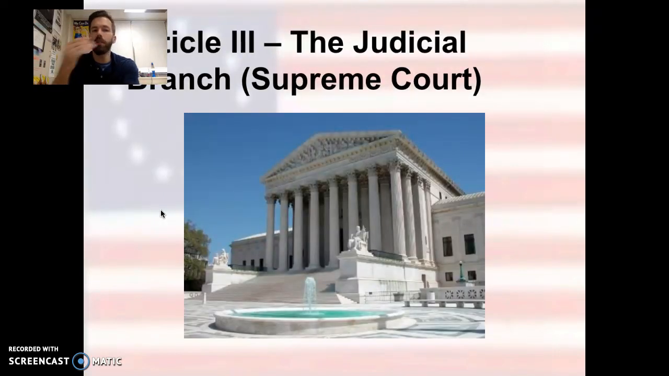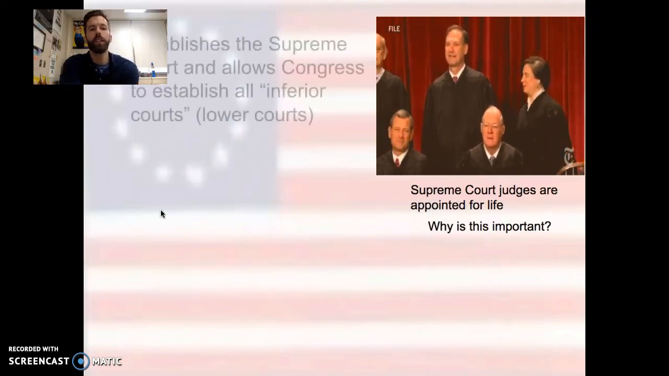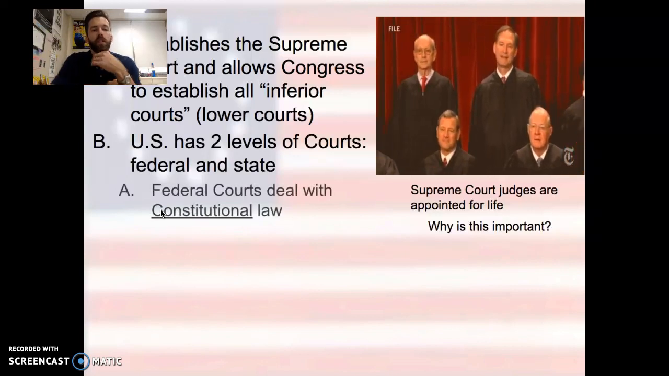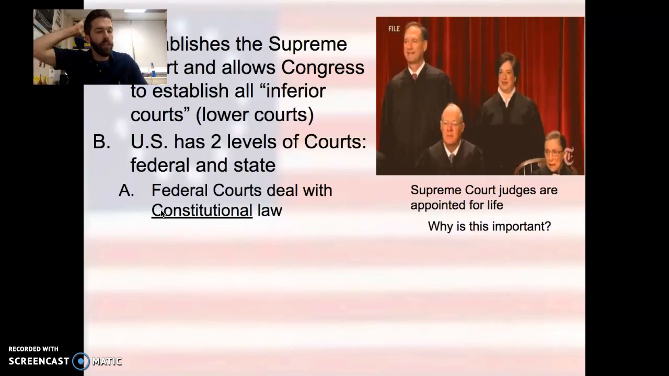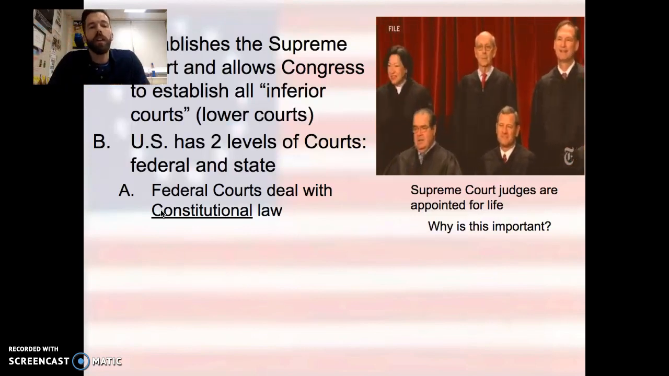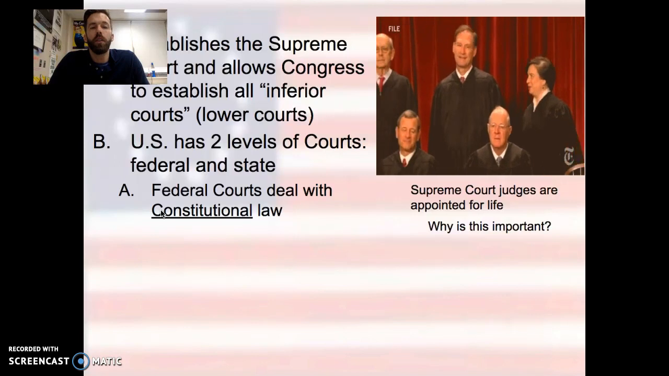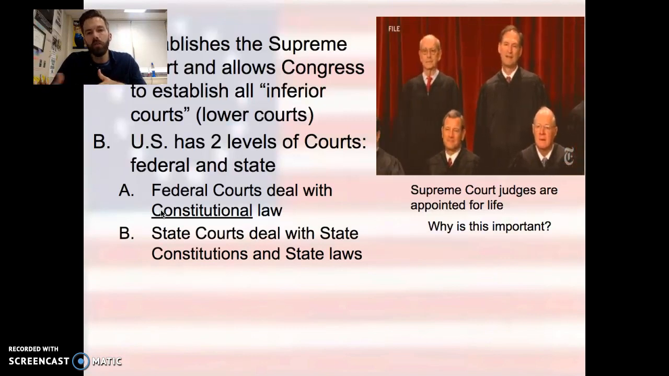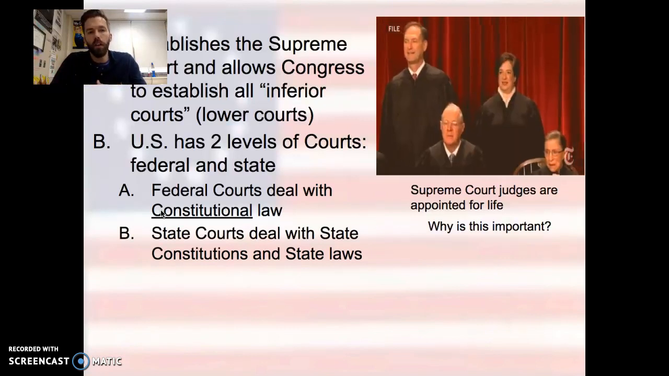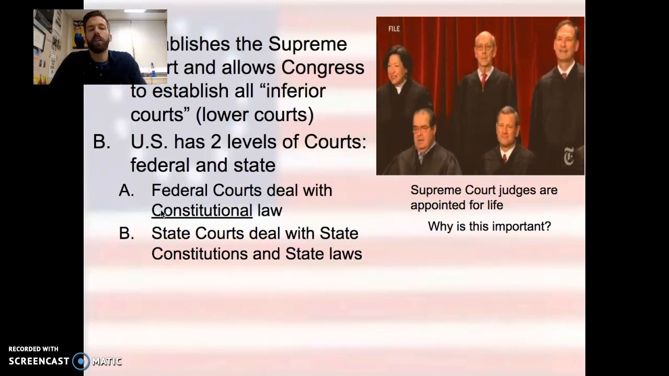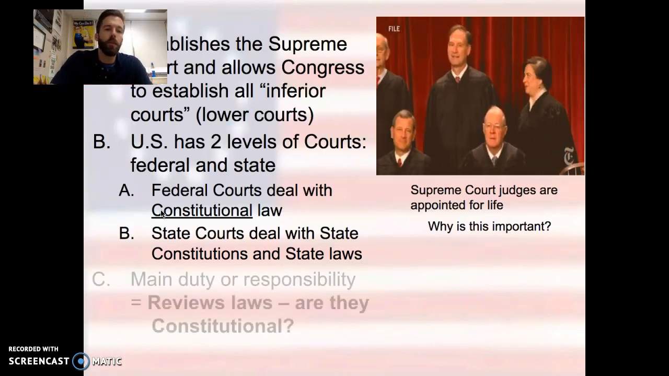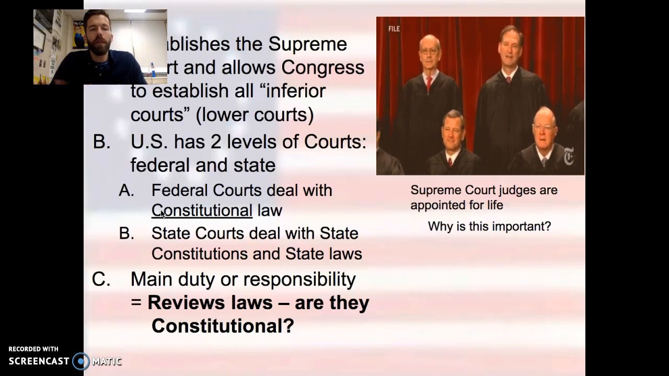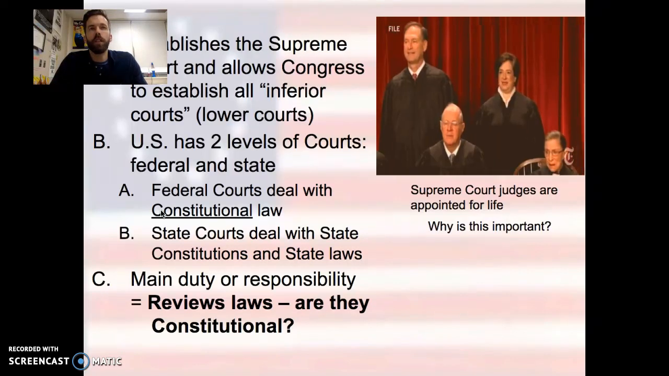Now, the third article sets up the judicial branch, and there are two sets of courts. There are state courts and federal courts. Federal courts are going to deal with constitutional issues. So again, the Constitution is a federal law. Okay, so any issue that's going to go through the federal court system is going to be looking at constitutional law, and then state courts deal with state constitutions, state laws, local laws, and this is all established in Article 3 of the Constitution. Okay, and their main duty is to review laws, make sure they're constitutional, make sure that the laws are being properly interpreted.